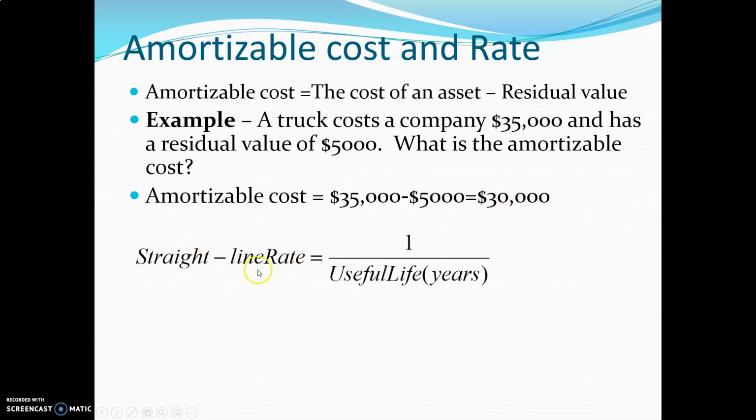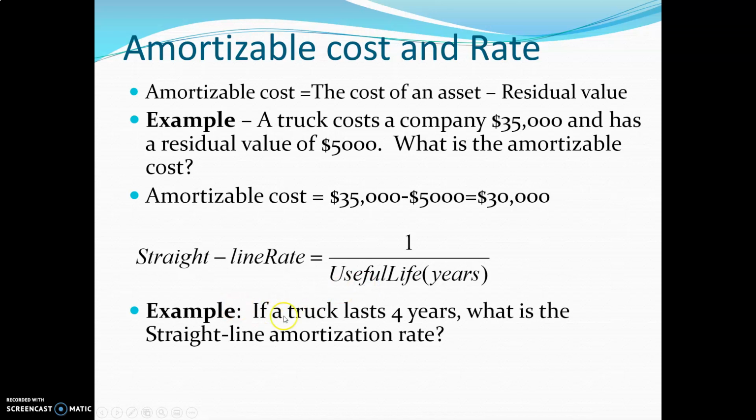Using a straight line rate, it's going to be 1 divided by the useful number of years. Well, how long do we expect it to last? If we expect that the truck will last 4 years, well, that means that this is going to be 1 divided by 4, or 25%.